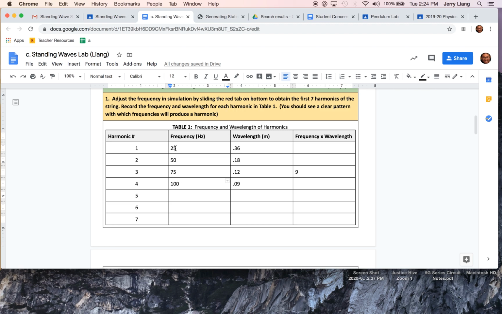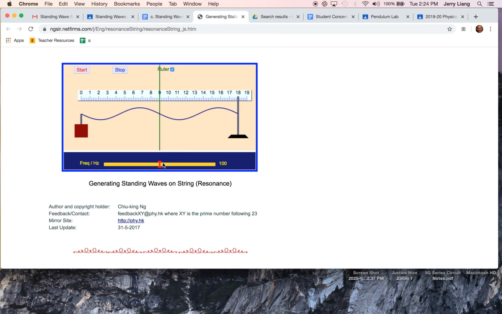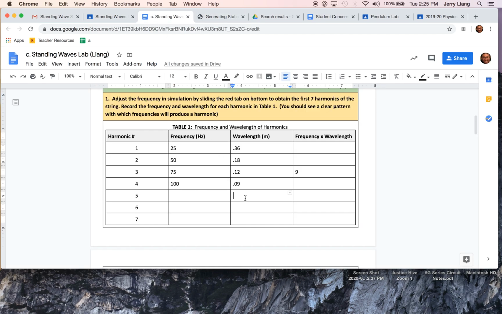Then we can see this pattern: 25, 50, 75, 100. I wonder what the next one's going to be. So we will go to 125. As you can see, I will now need to move this down. The wavelength has dropped, and now I'm at 7.2. So that would be the new wavelength, so we could put 0.072. And this would be at 125 hertz.